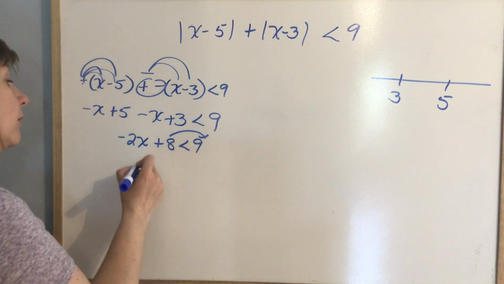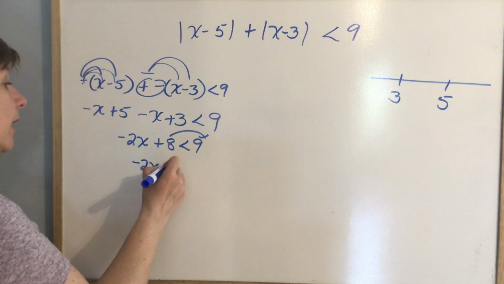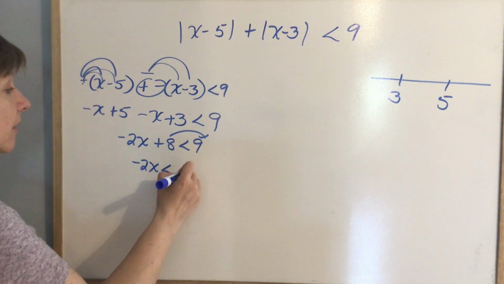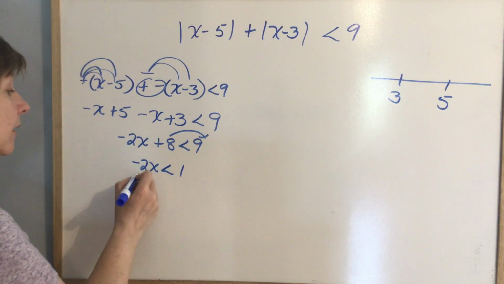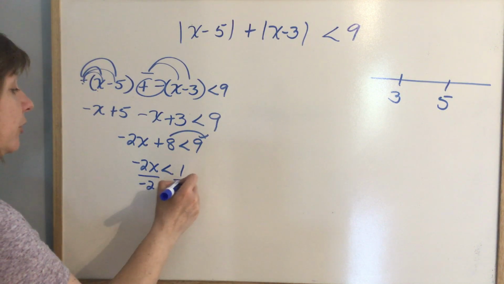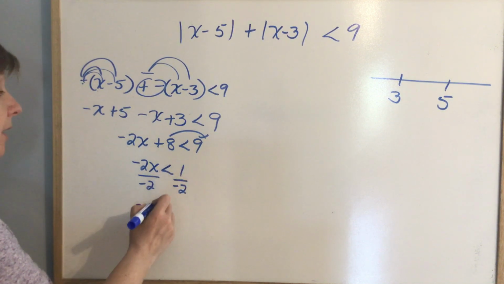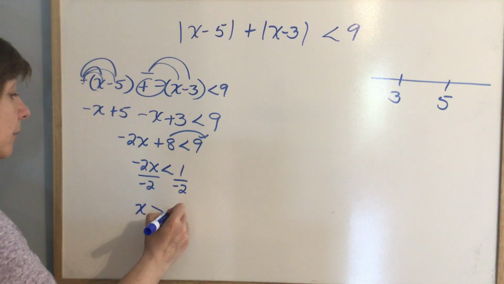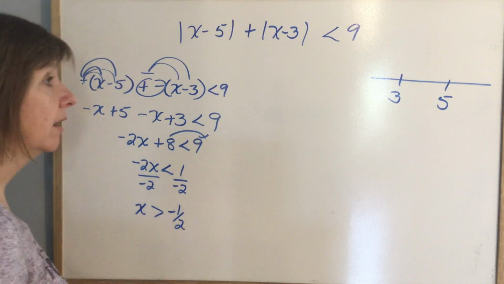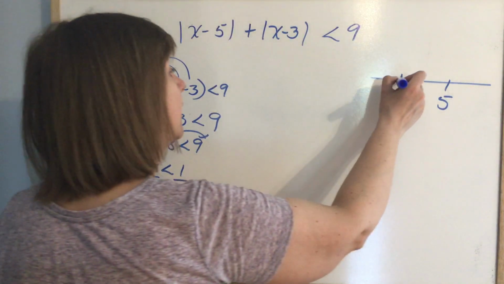So we're going to move this over here. Negative 2x is less than 1, 9 take away 8. I'm going to divide by negative 2. Don't forget, if you divide by a negative, flip your sign. I'm glad that happened. So x is greater than negative 1/2.